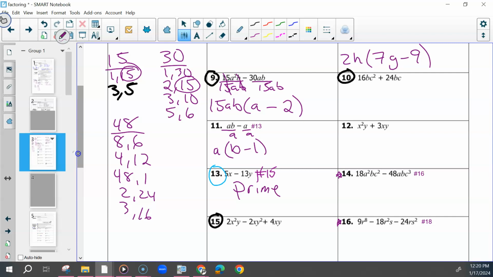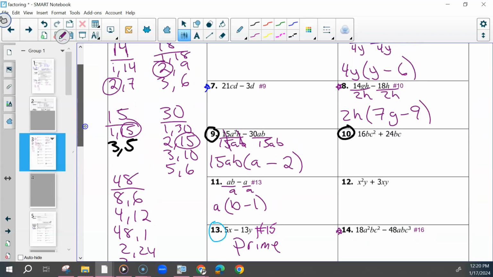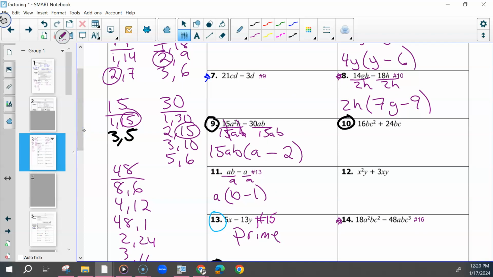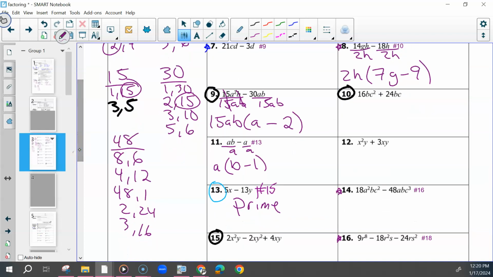Alright, so comparing 48 and 18, what's the highest number that they share? 3. Actually, let me show you what happens if you don't choose the highest number, and then we'll go back to that. So let's say we missed the highest number, we chose 3.